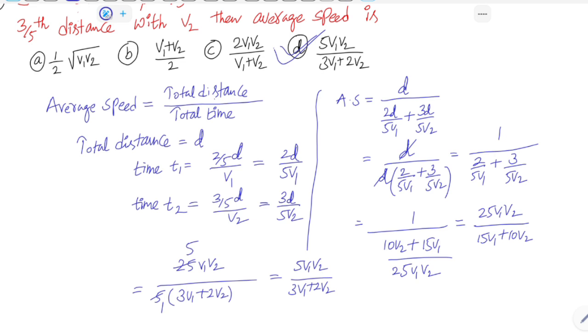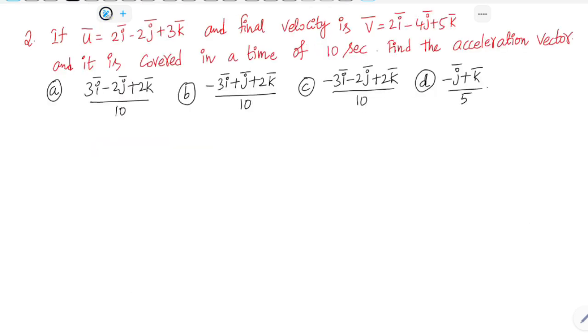Okay. Let's move to the next problem. Now the second problem. Here initial velocity u bar is given and the final velocity v bar is given, and the velocity changes over a time of t seconds. Means to change the velocity, the body took 10 seconds. We need to find the acceleration vector. So it is a very simple problem.